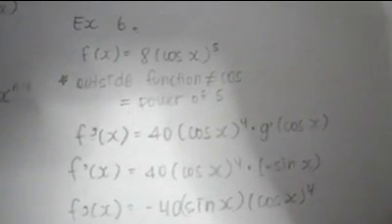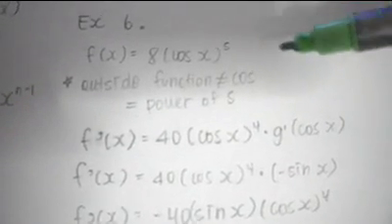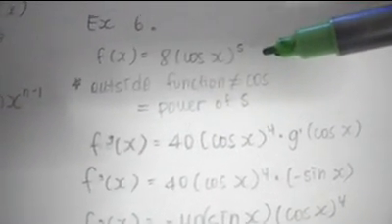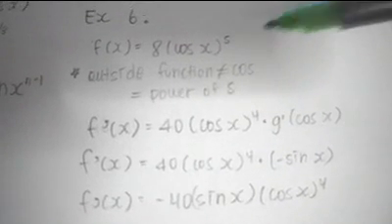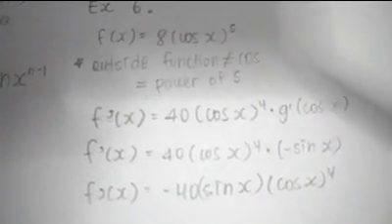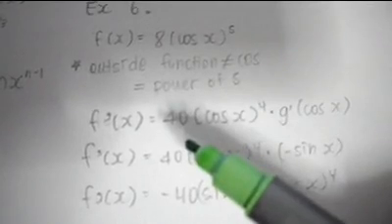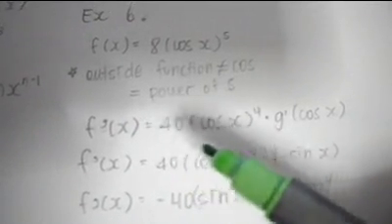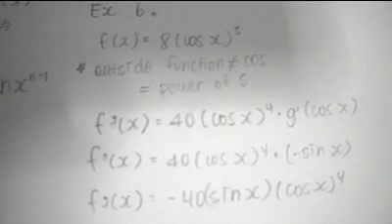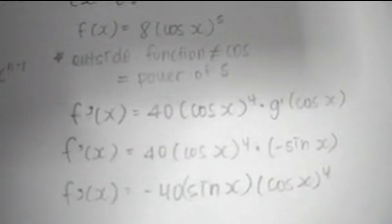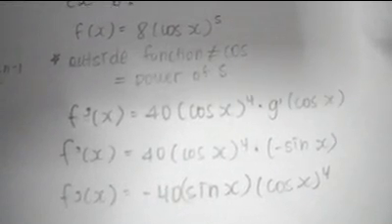For the next problem we have 8 times cosine of x to the power of 5. First find the derivative of the outside function, which is the power of 5, and we get 40 cosine x to the power of 4. We multiplied 8 times 5 and subtracted 1 from 5.